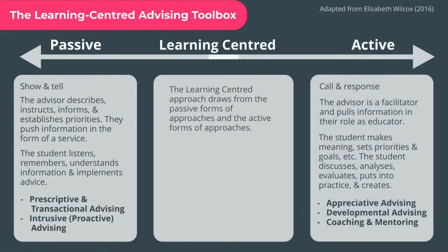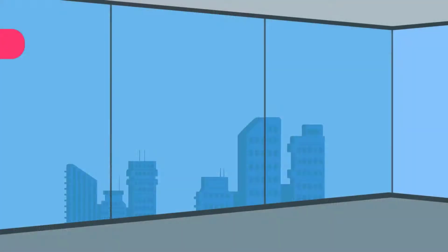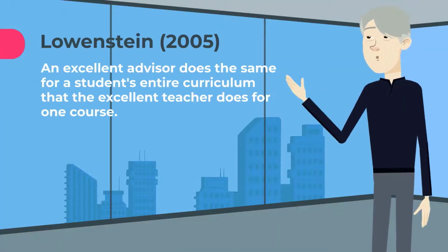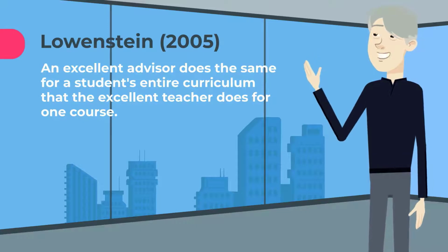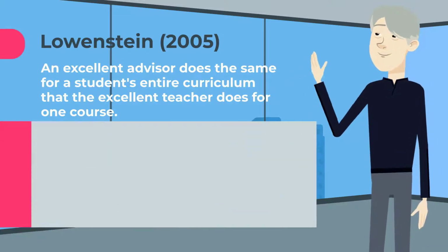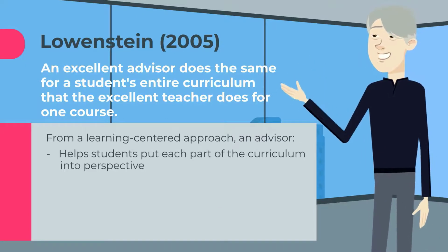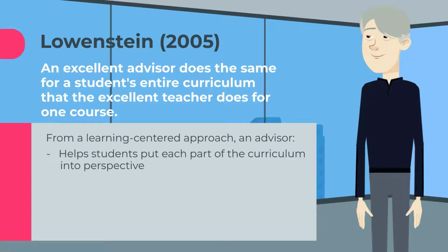The learning-centered approach draws from passive forms of approaches and the active forms of approaches. Rather than being viewed strictly as a service offered to students, advising is a locus of learning for helping students understand the logic of their curricula. Lowenstein suggests that an excellent advisor does the same for a student's entire curriculum that the excellent teacher does for one course.